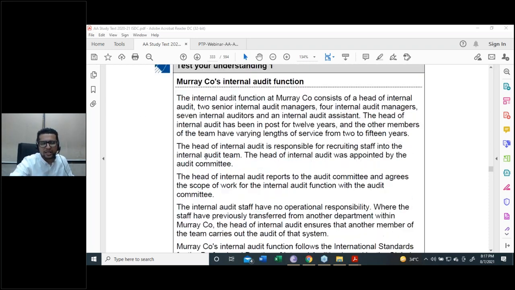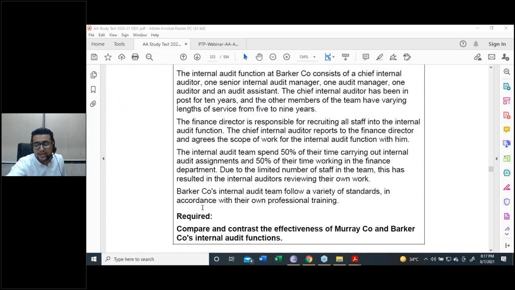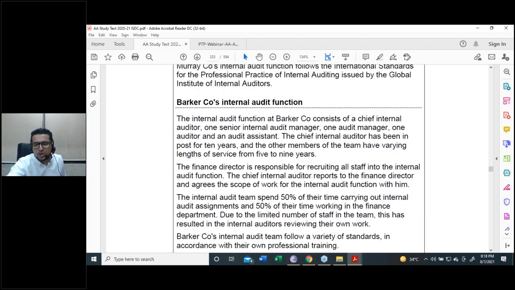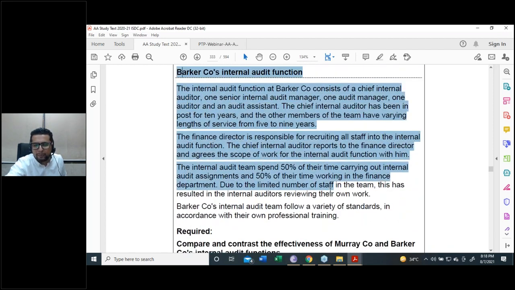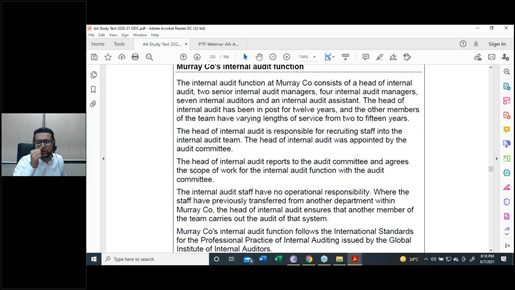Okay, now guess what? How to prepare internal audit? You've got to learn outsourcing, the advantages and disadvantages, and be prepared for what kind of additional assignments an internal auditor could be assigned. Now comes whether internal audit could be tested as an application based question. Yes, if you are good at this question, you are done with internal audit. Compare and contrast the effectiveness of Murray Company and Barker Company's internal audit functions. There are two internal audit functions, one for Barker Company, one for Murray Company. You've got to read these questions, then we'll be able to compare and contrast. Start your work now.